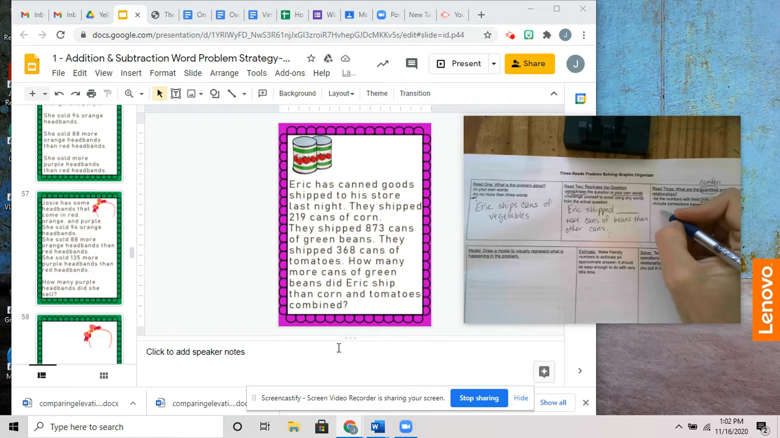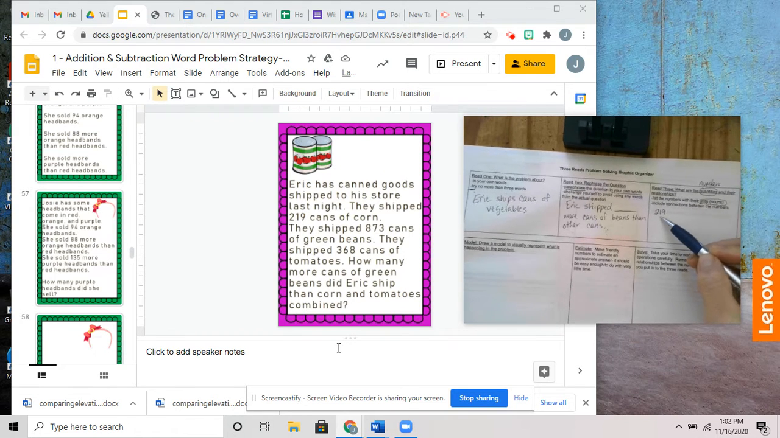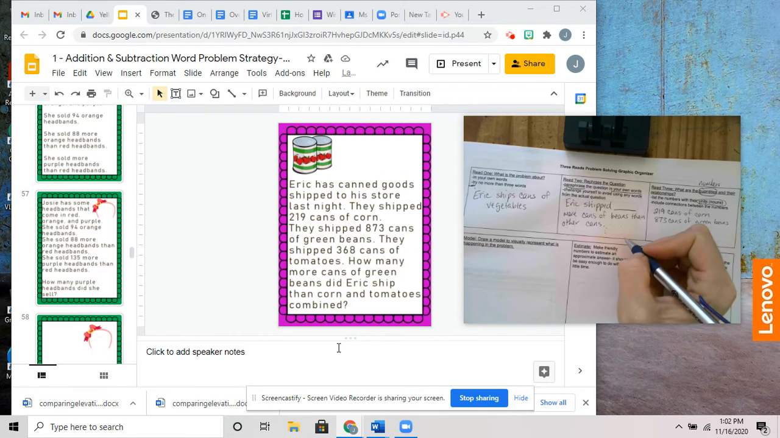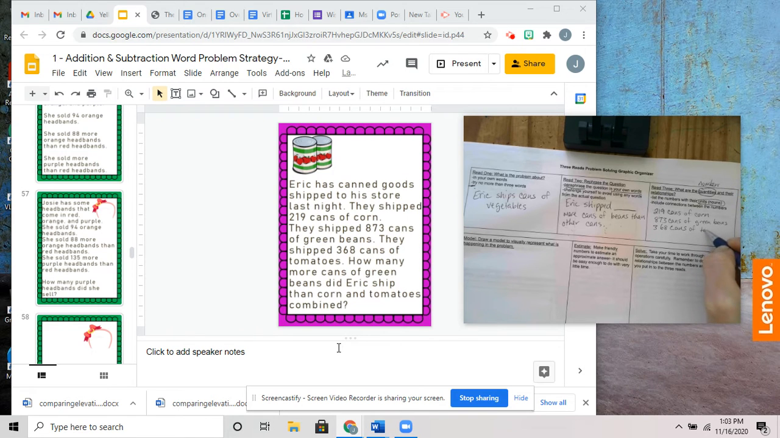So the first number in this problem is 219. So when we're working in this third box, we have to make sure that we don't just have the numbers, but we have the numbers with their units. So 219 what? What is it describing? That's cans of corn. Then we have 873 cans of green beans. Then we have 368 cans of tomatoes.